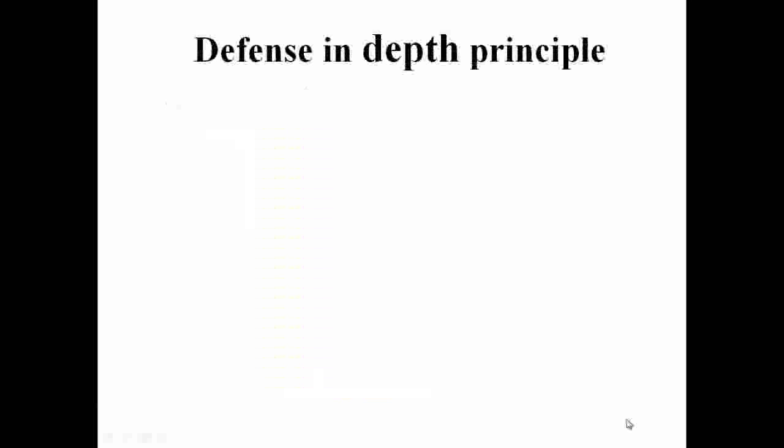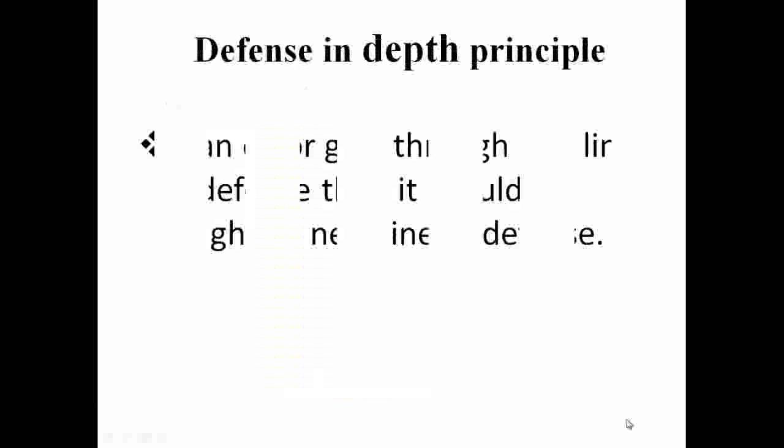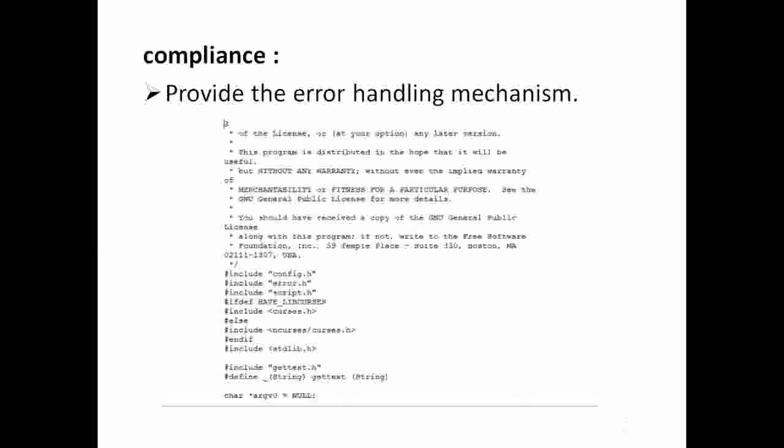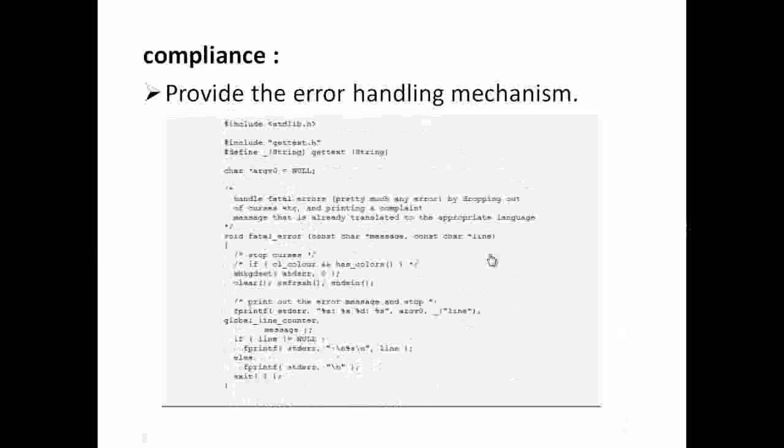The next programming principle is the defense in depth principle, which says if an error gets through one line of defense, then it should be caught by the next line of defense. This programming principle mainly focuses on the security features provided by the programming languages. Though C does not have the facility of an exception handling mechanism, the implementer had used his own error handling mechanism.